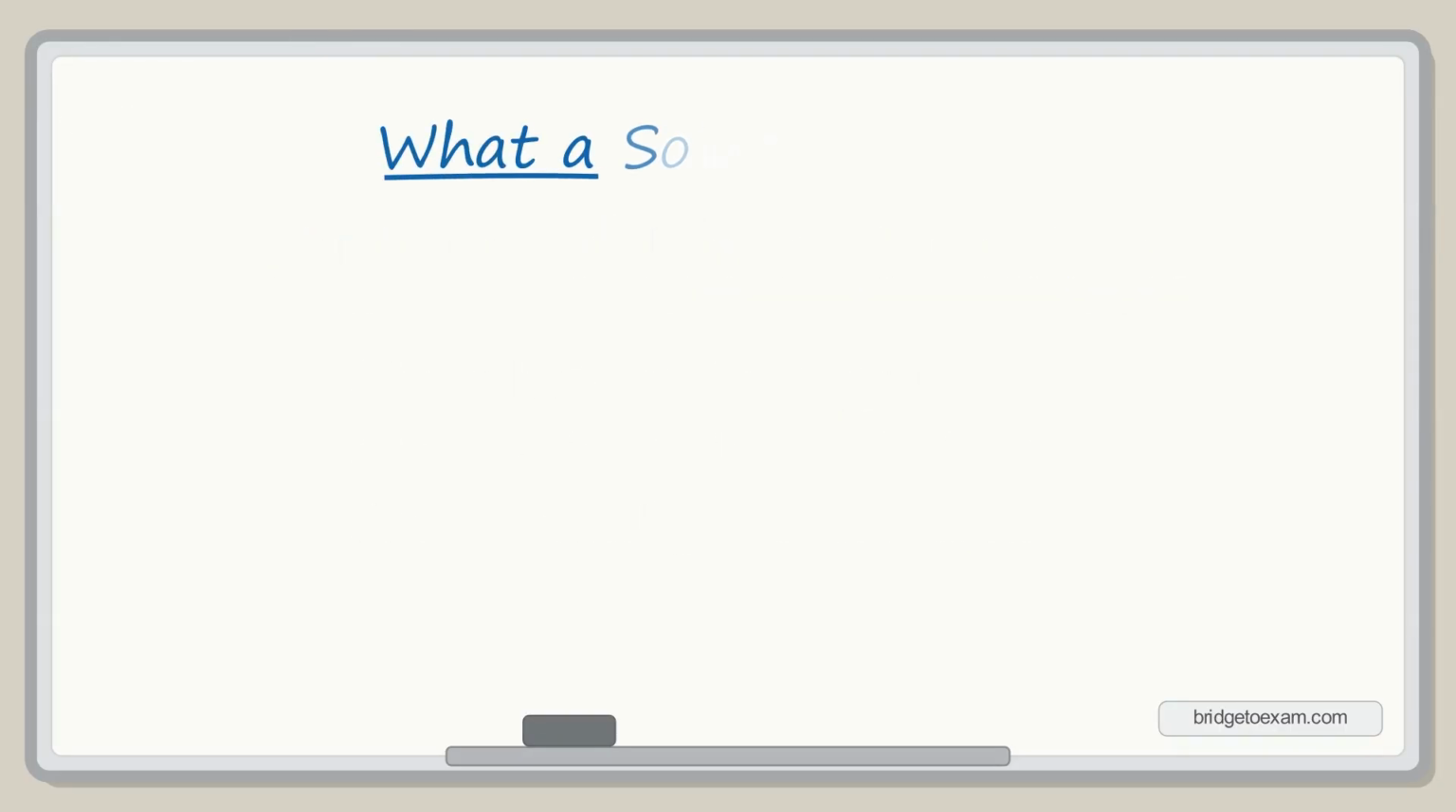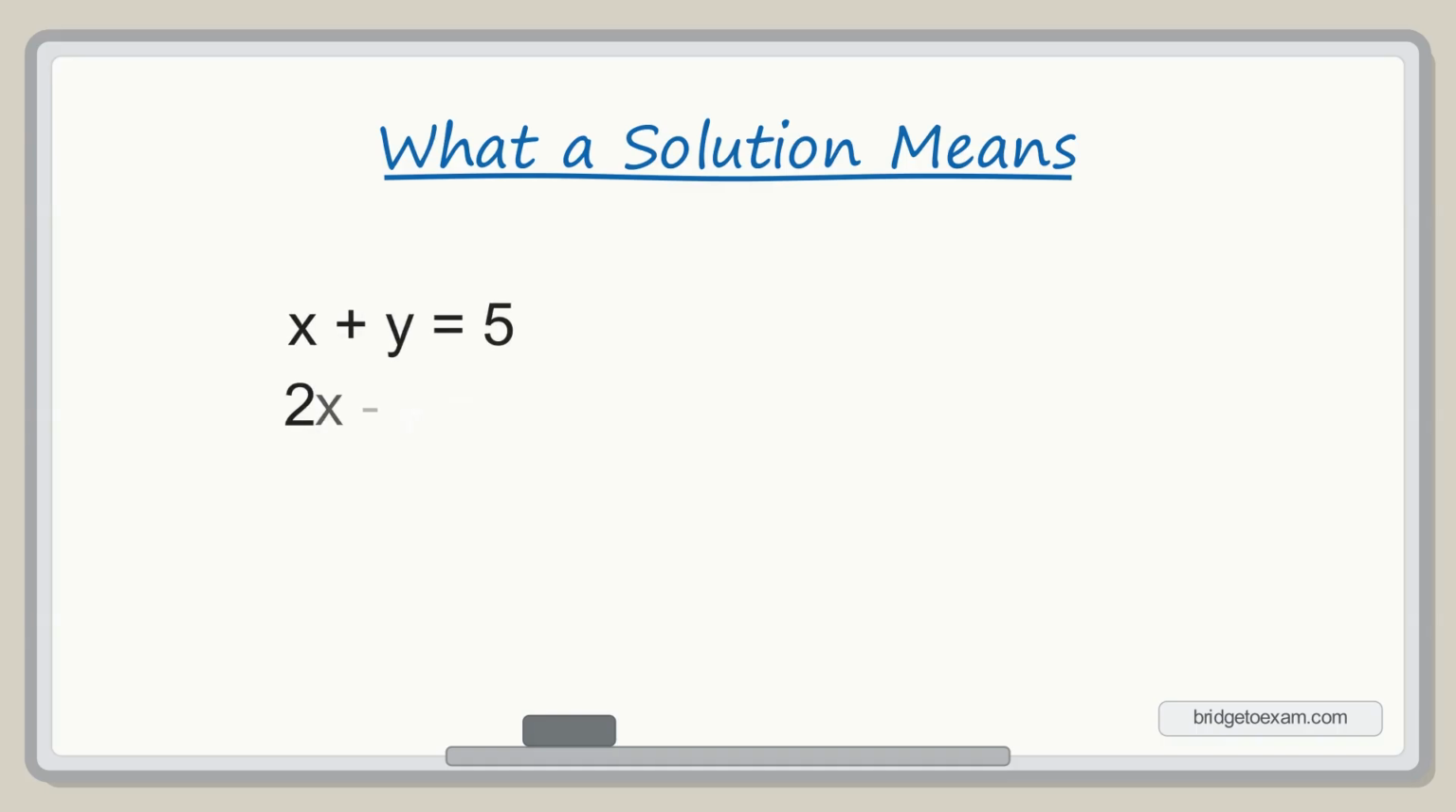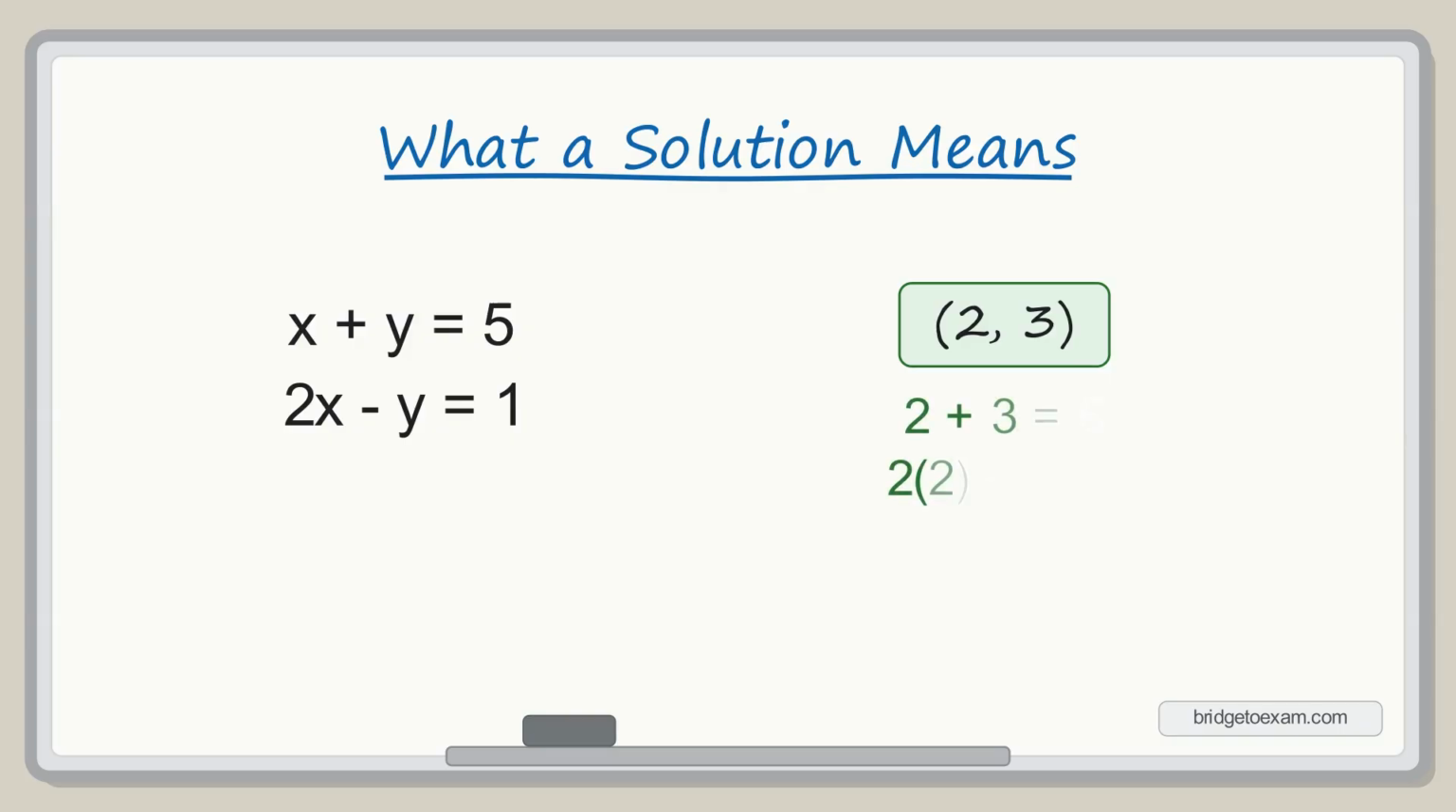A solution to a system is an ordered pair that makes every equation true at the same time. The point 2, 3 works here because it satisfies both original equations. Checking only one equation is not enough.